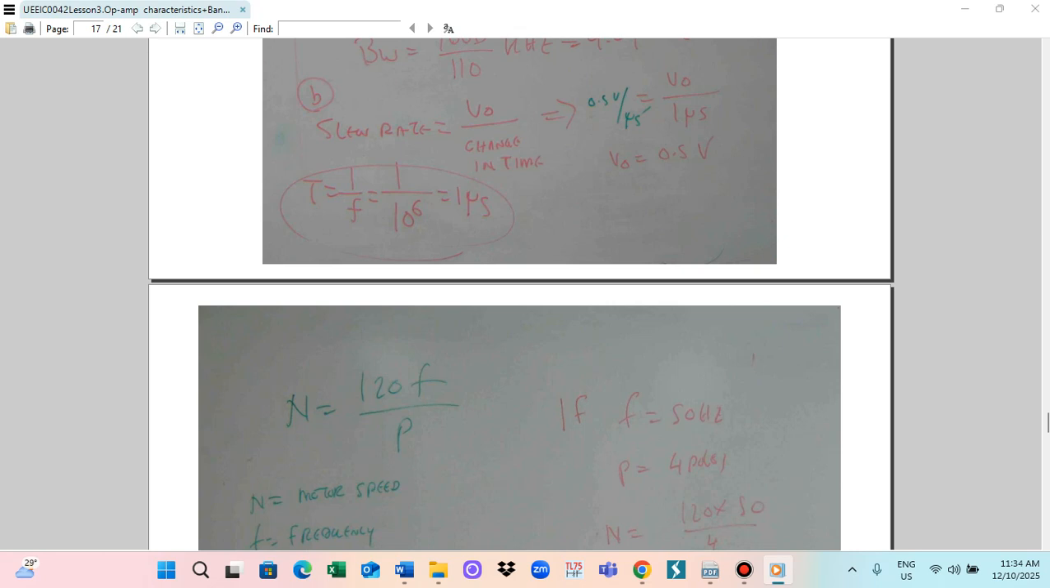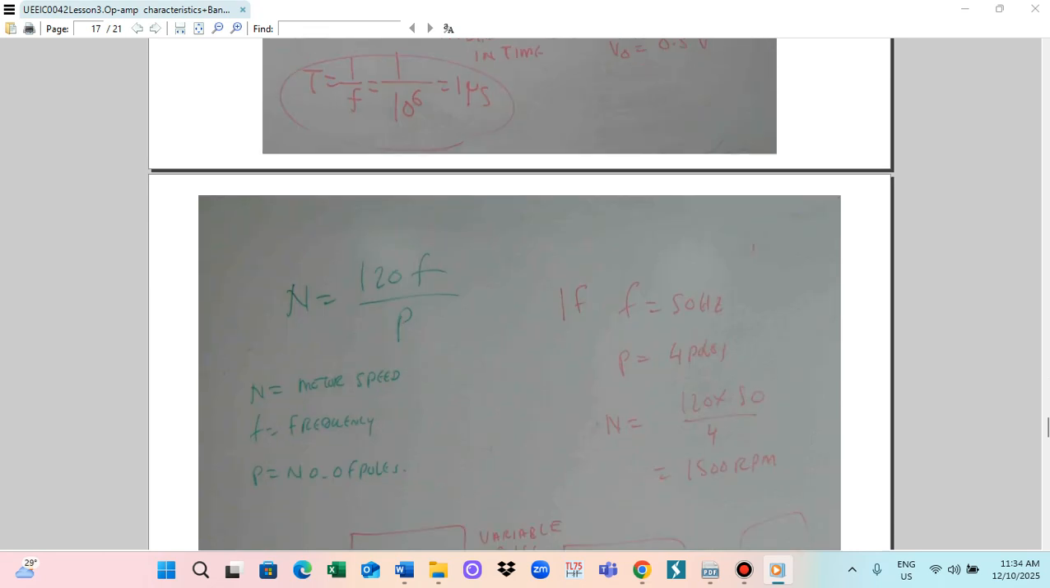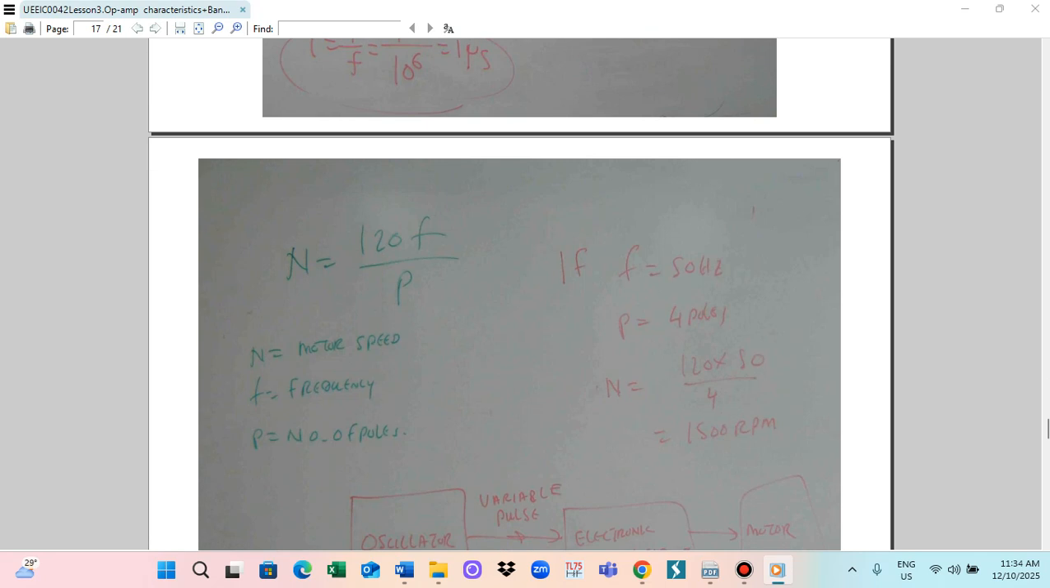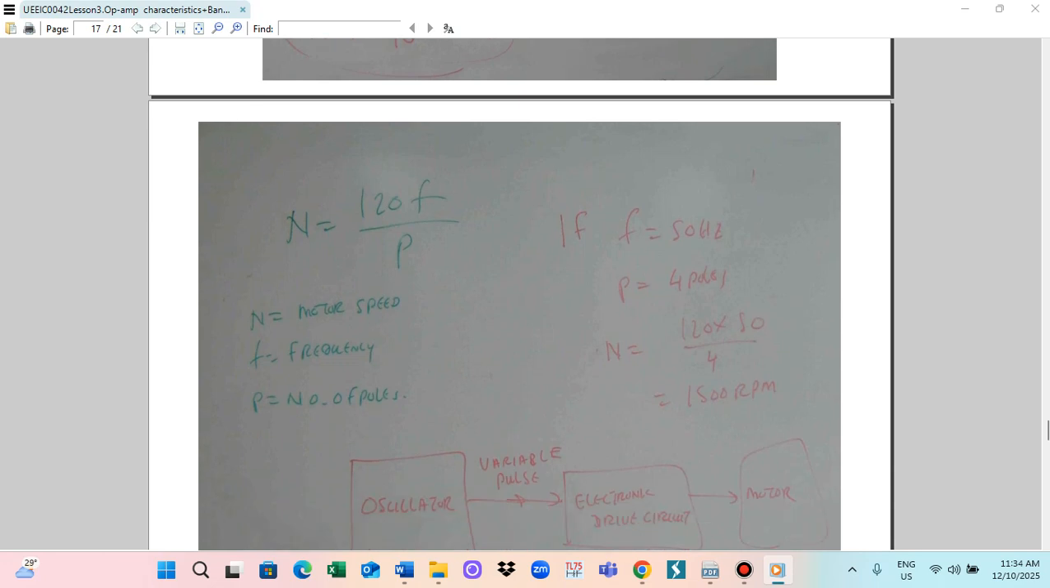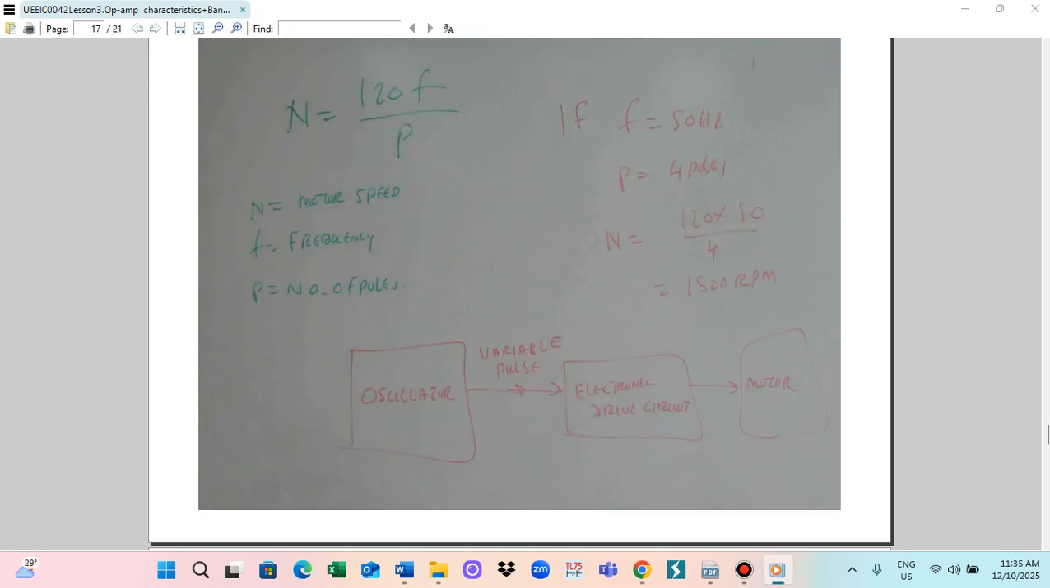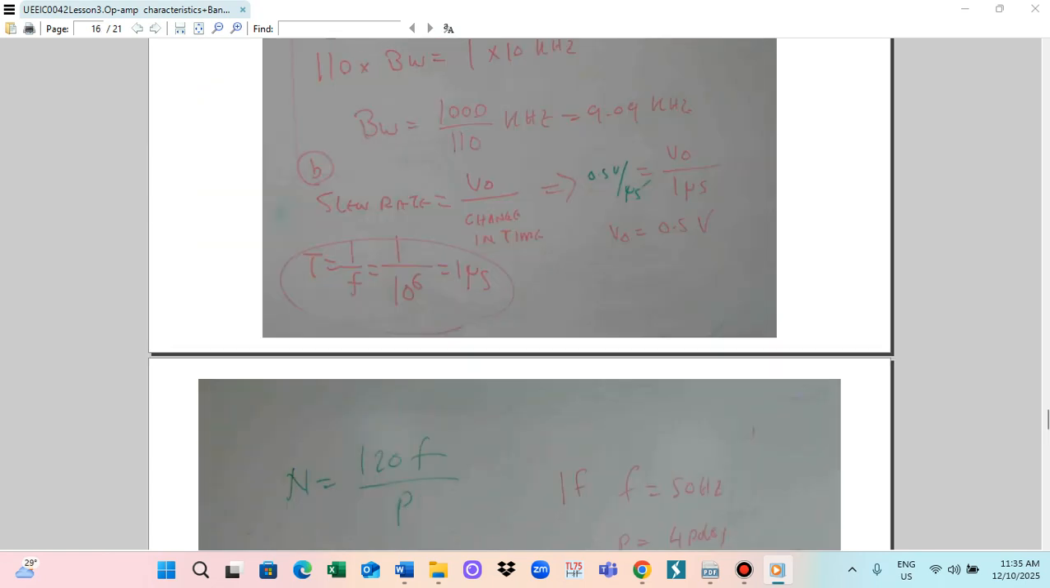So 1 by f, where f is 1 megahertz. So this is 1 by 10 power 6, which is 1 microsecond. So this is the time you can calculate. Then you substitute here: the slew rate is 0.5, we don't know the output voltage VO, and the change in time is 1 microsecond. Then you get VO is 0.5 volt. So this is the maximum P2P output voltage.